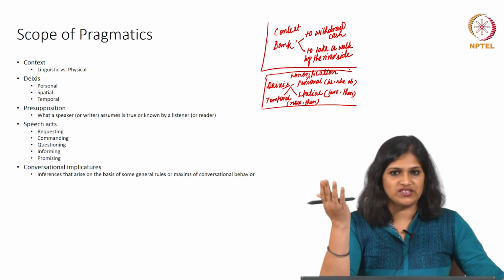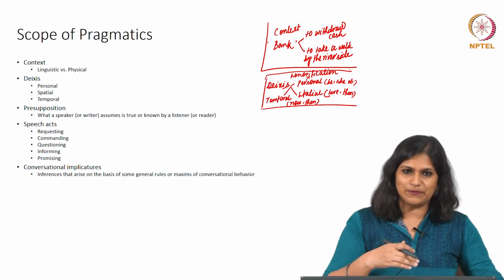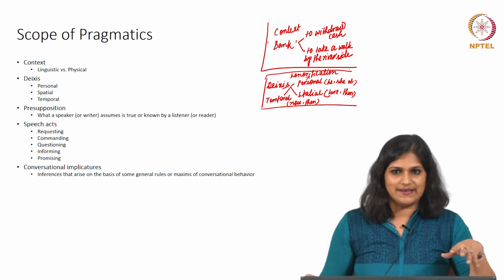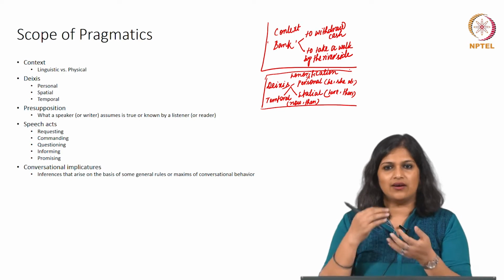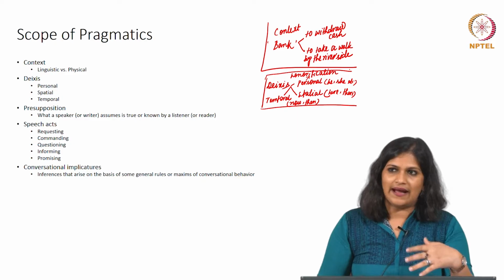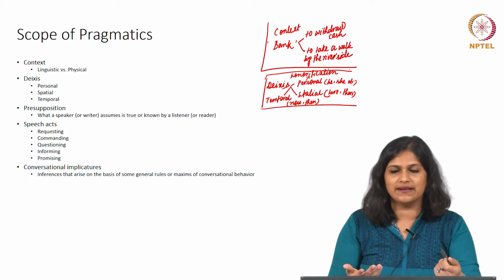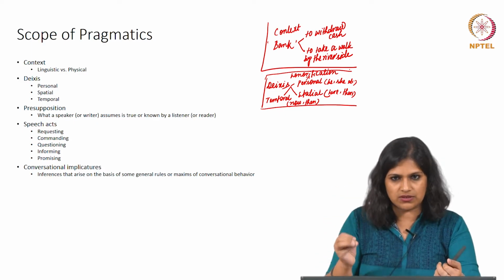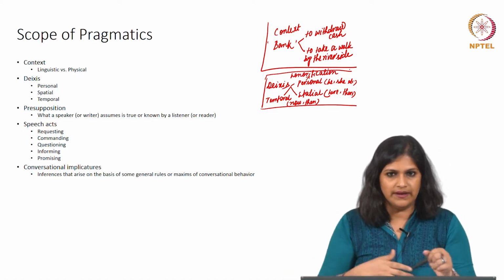If I ask you a question, why did you arrive late? When I say why did you arrive late, there is a presupposition that you have arrived late, right. So, my question does entail a presupposition that you have come late, right. When I say I finished my homework, I assume that I did get homework to finish. So, the presupposition is that I had homework. If I do not have homework, how can I finish it, right.